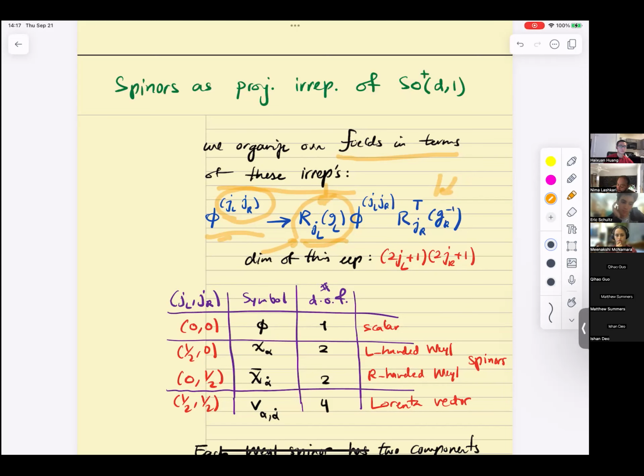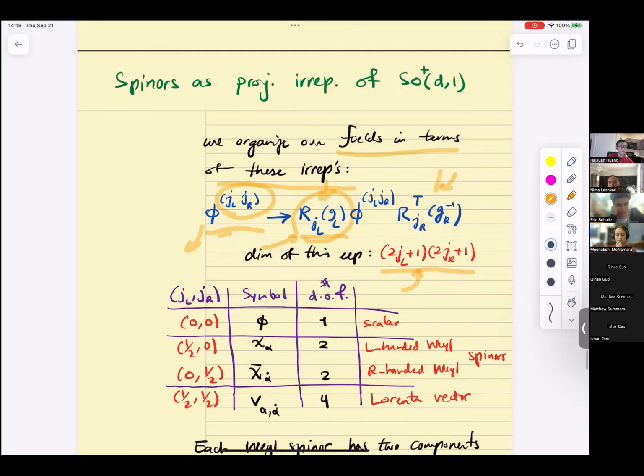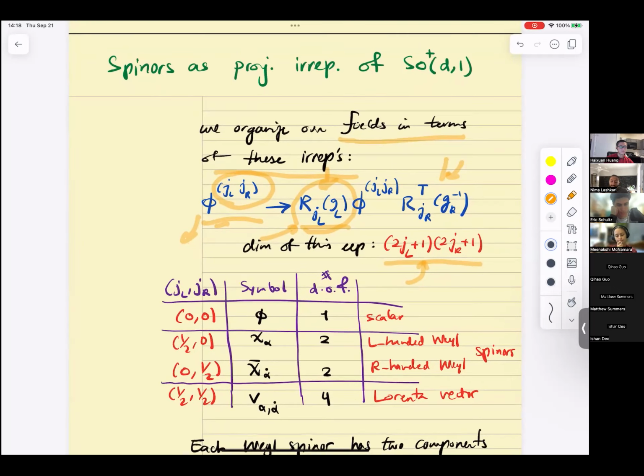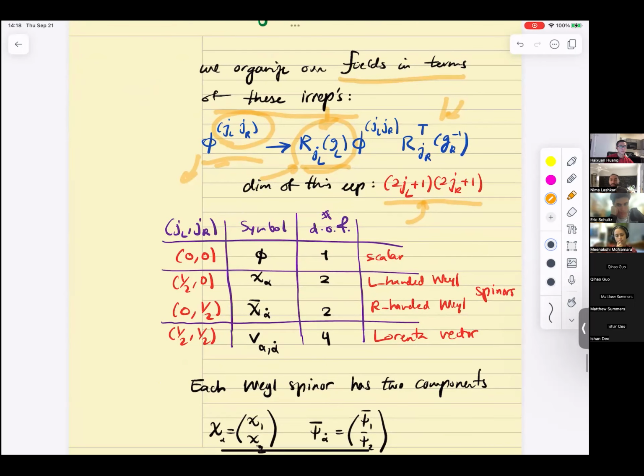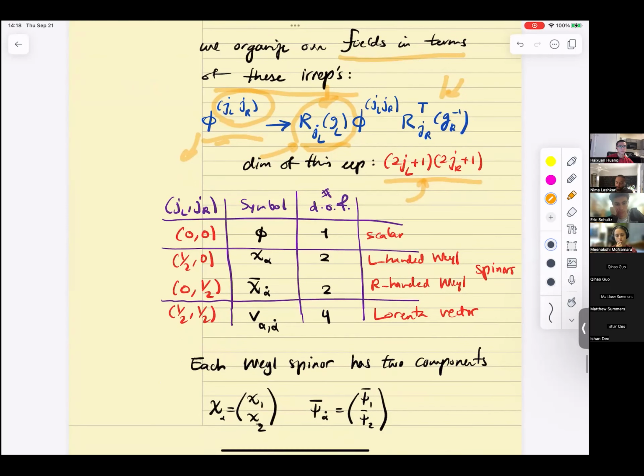But what's important here is that this field transforms under Poincare Lorentz transformations in an irreducible representation that has dimension 2j left plus 1 times 2j right plus 1. So let me try to demystify this. It takes a lot of getting used to understand the physics of left and right, these guys. So let's just list all of these because there are so many options.